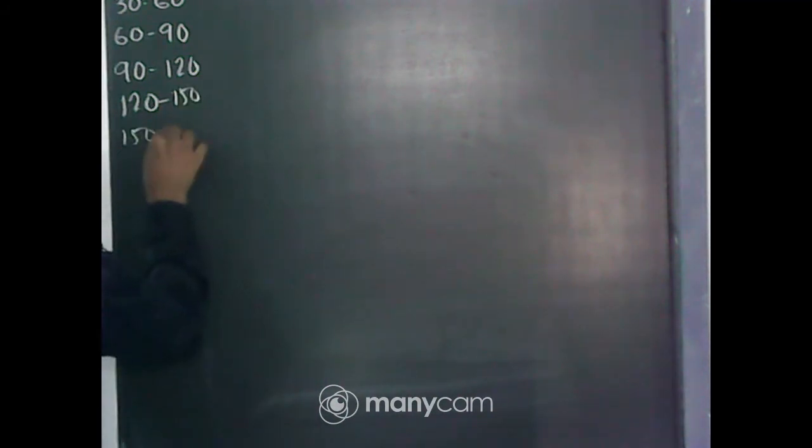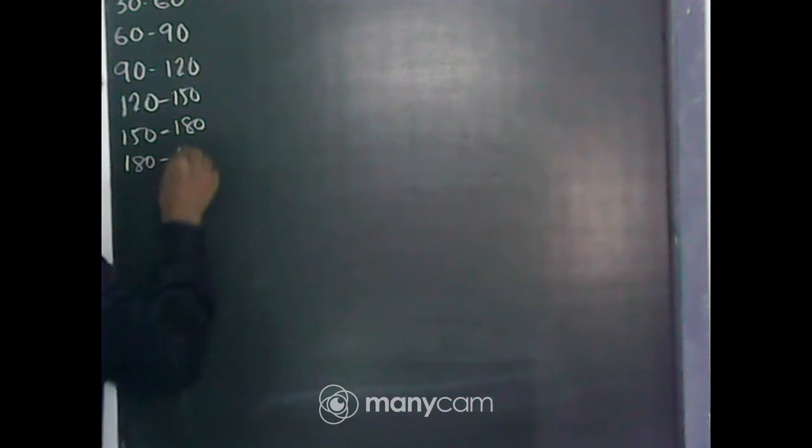So do one thing. First, make the table. So we have a class here. The classes are 0 to 30, 30 to 60, 60 to 90, 90 to 120, 120 to 150, 150 to 180, and 180 to 210.